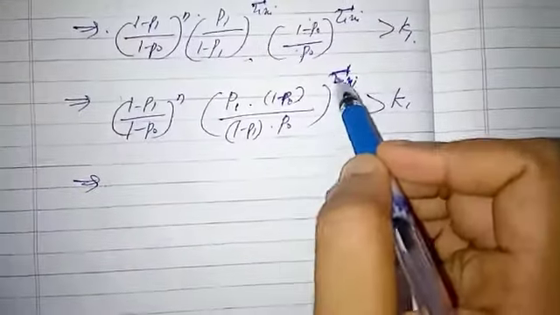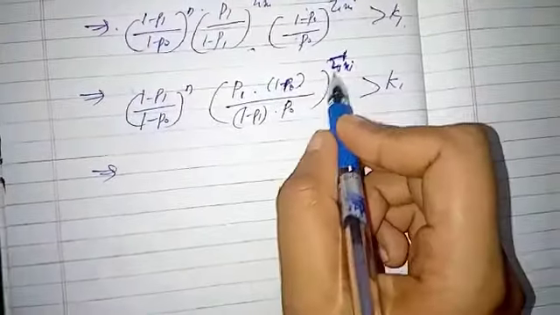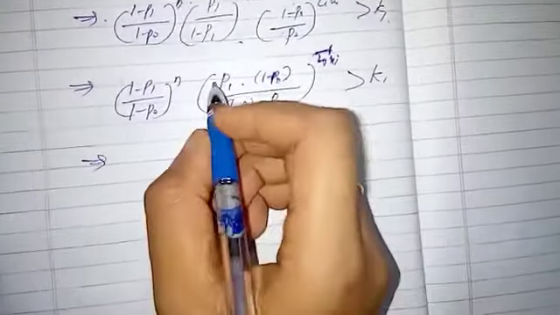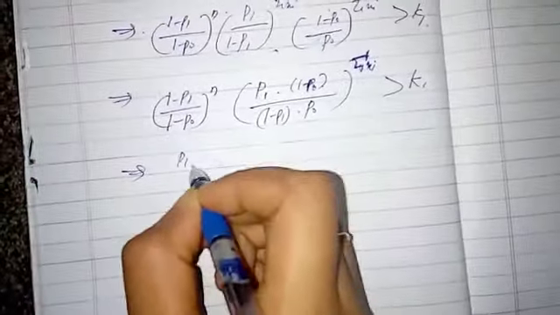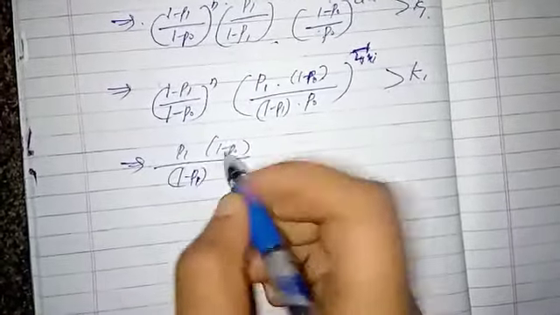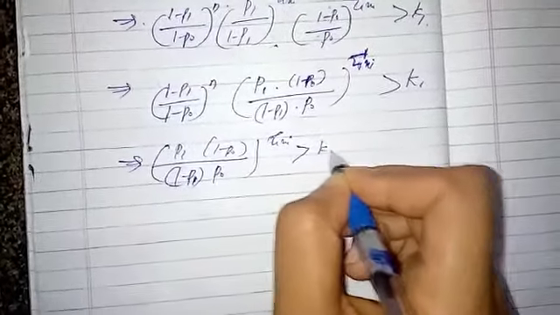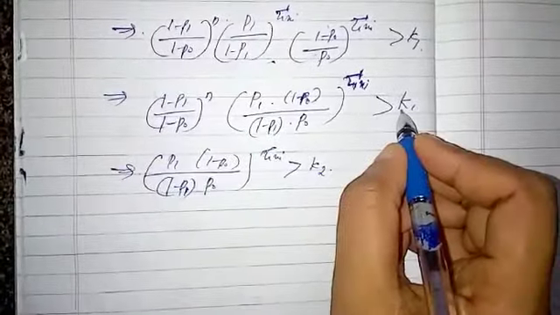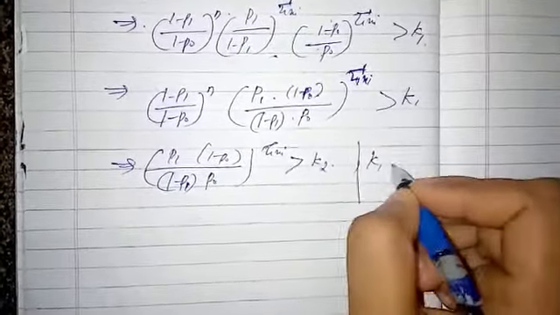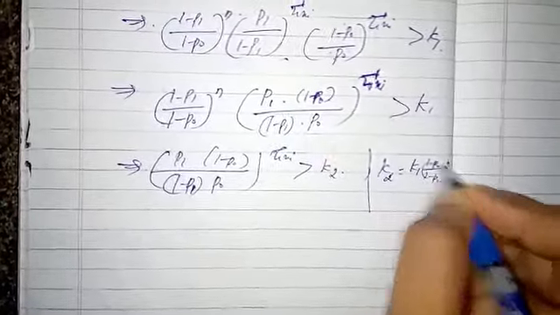So here we want to find out whether summation xi is greater than k or less than k, right? So we need to simplify these terms. Here we can divide by this term, that is, p1 into 1 minus p naught by 1 minus p1 into p naught, power summation xi, is greater than k2. K2 means k1 into this term, that is, 1 minus p naught divided by 1 minus p1, the reciprocal of this term, right?